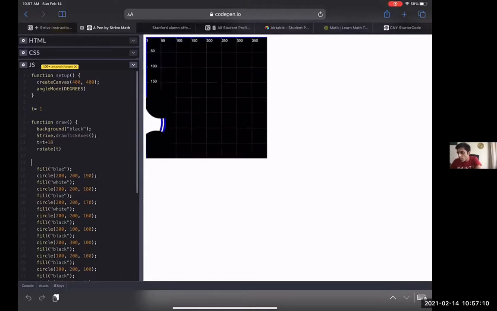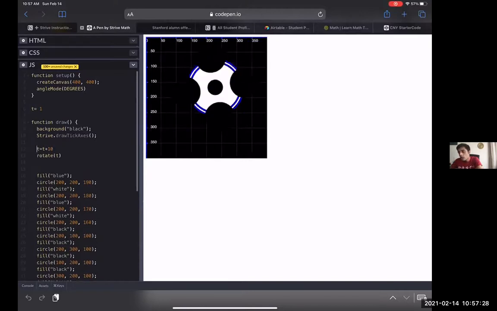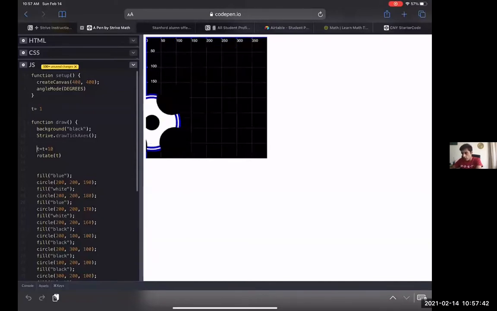Oh, sorry. So, you'll see something interesting in rotate. It rotates around the center axis. And so this fidget spinner is not drawn on the center axis. How can we fix this? Does anybody have a fidget spinner that's drawn on the center axis? No. Let's see. Okay, let's try this.